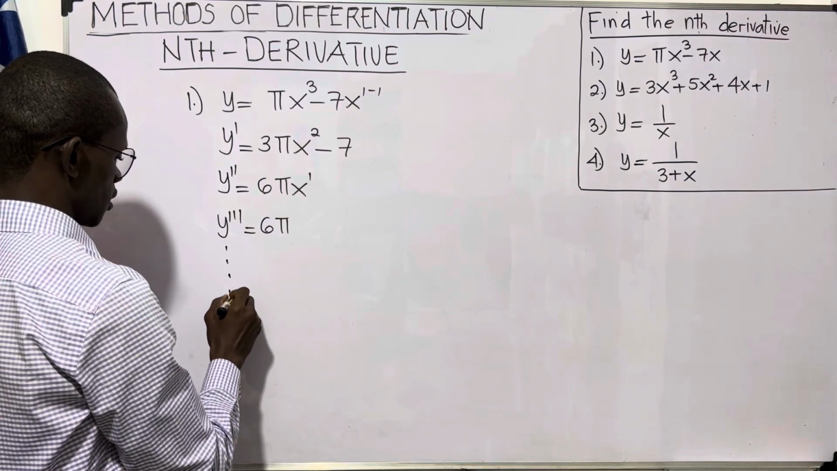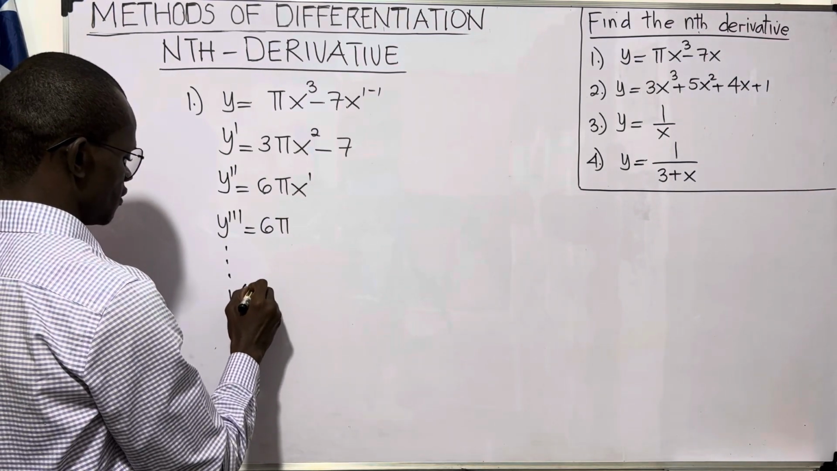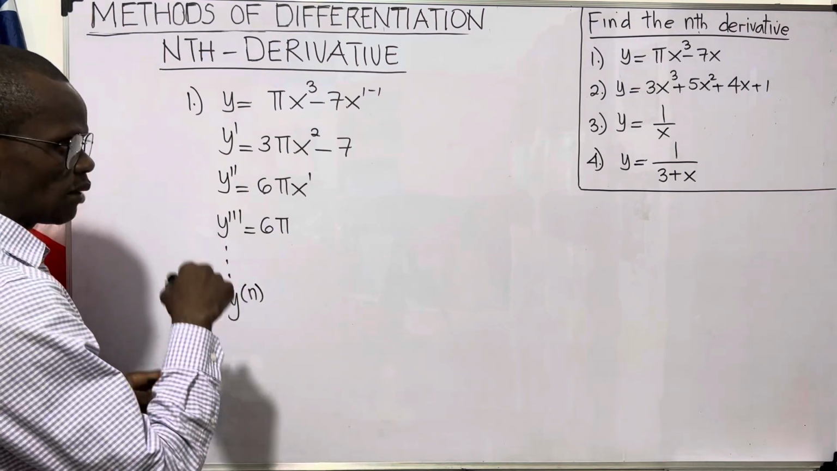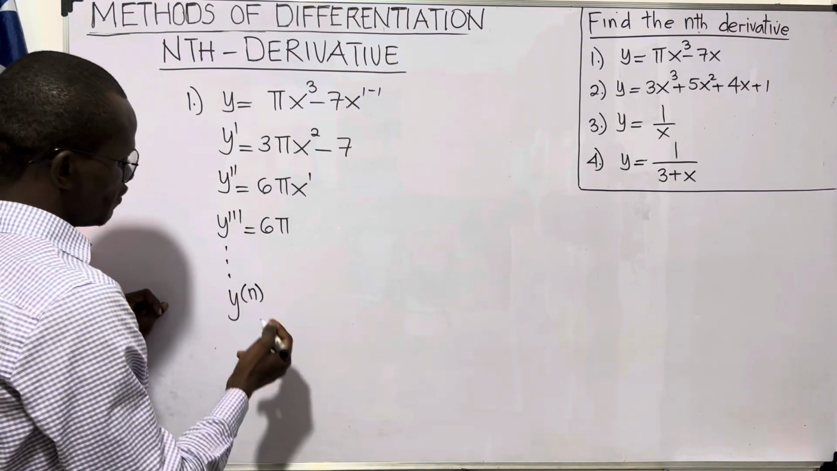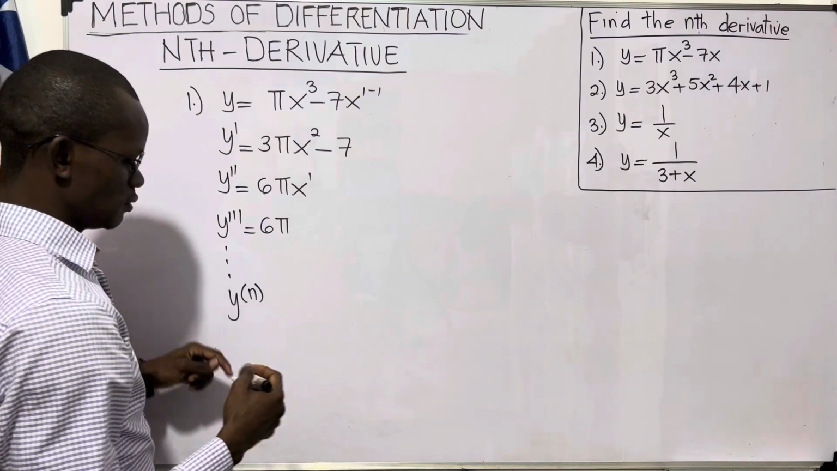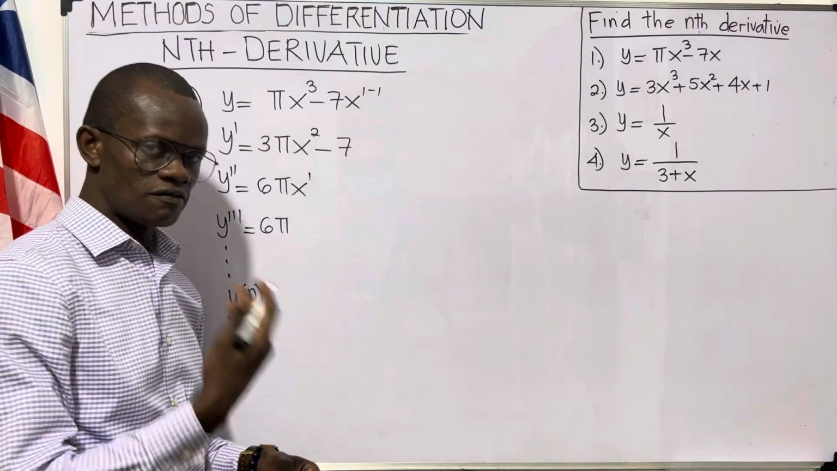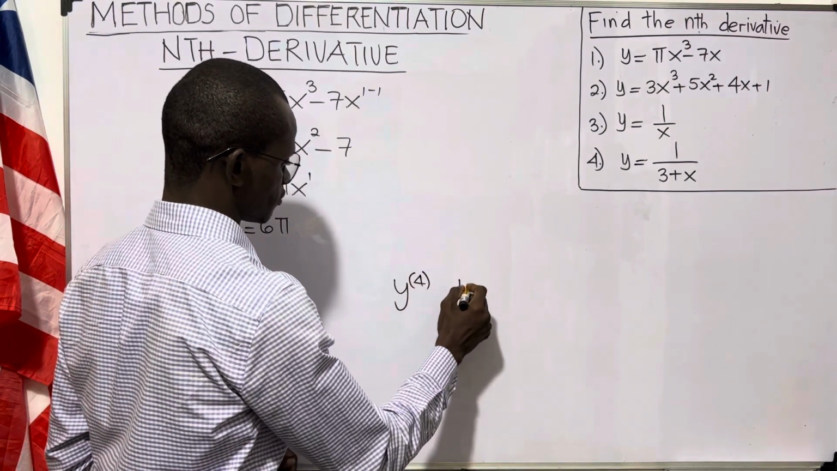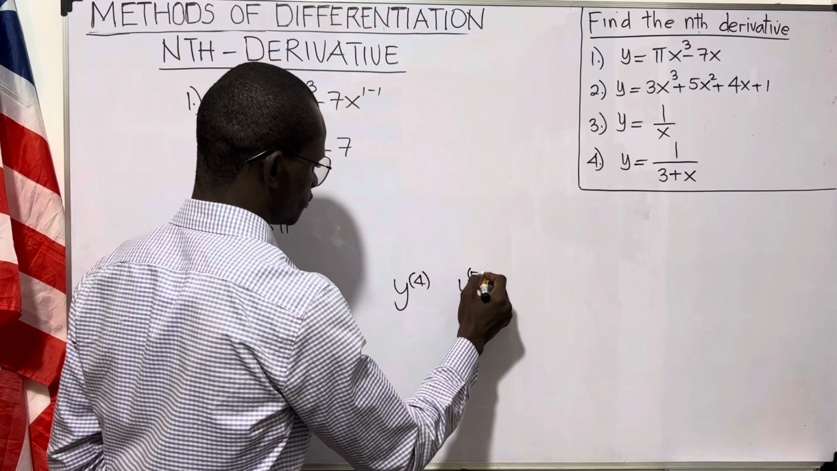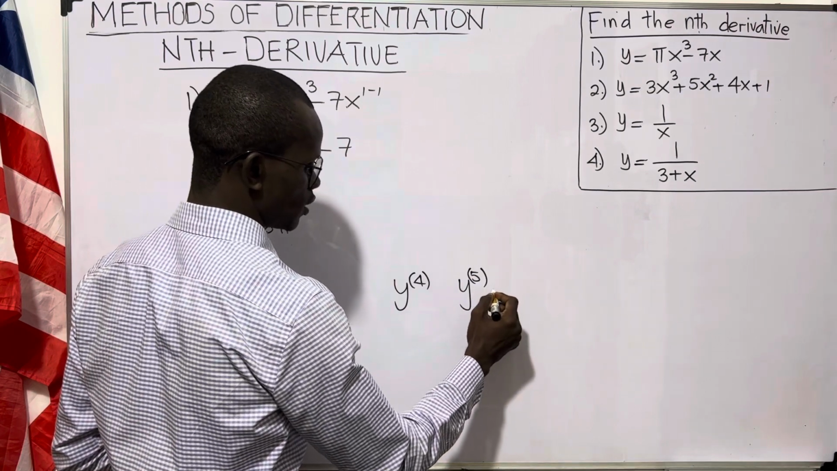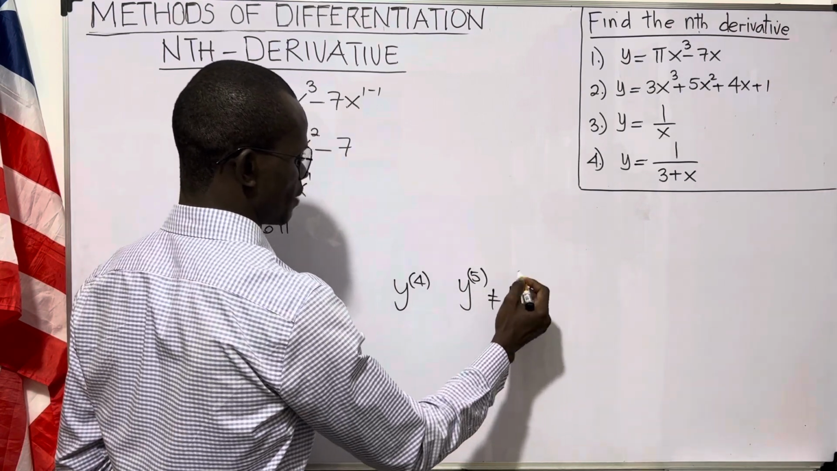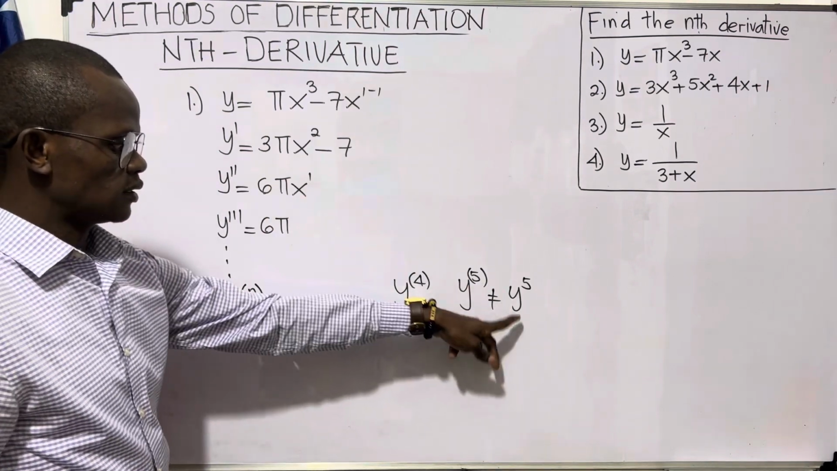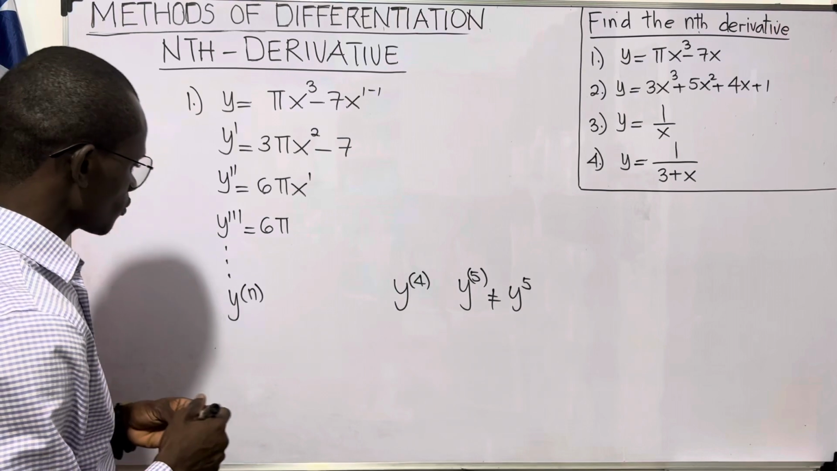And let's find the nth derivative. Please put this in parentheses, because we told you in our previous lesson that whenever you want to write the fourth derivative, the fifth derivative, you always have them in parentheses. This is not equal to y raised to the fifth power. This is the fifth derivative of y. This is y raised to the fifth power.